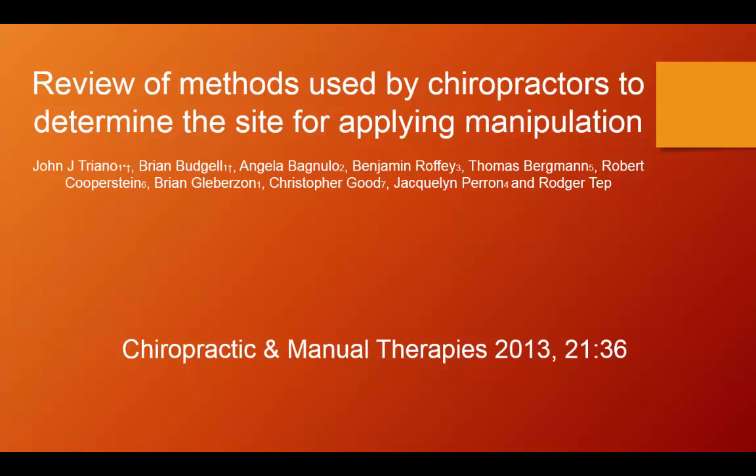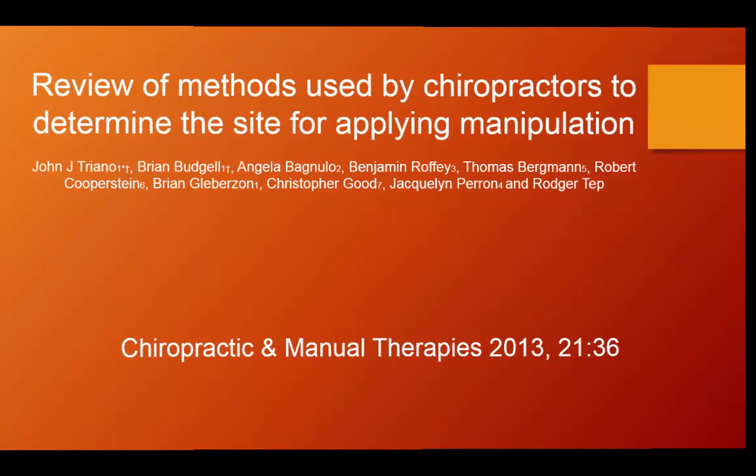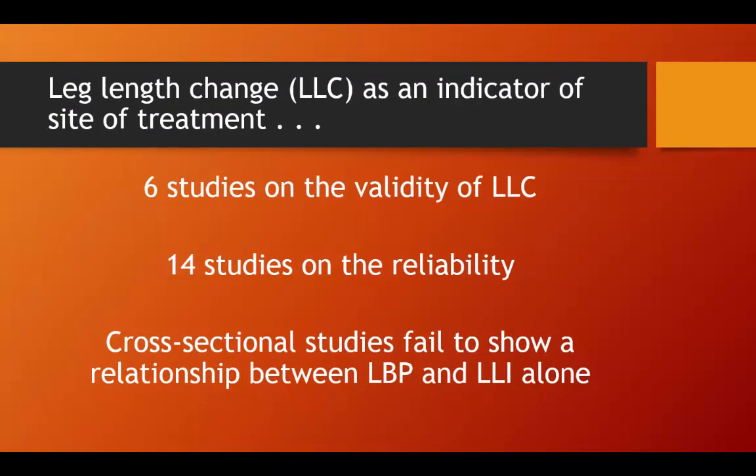Let's look at a publication about chiropractors' subluxation finding approaches. It's entitled Review of Methods Used by Chiropractors to Determine the Site for Applying Manipulation, published in Chiropractic and Manual Therapies in 2013. For leg length change as an indicator of site of treatment, there were 6 studies on the validity and 14 studies on reliability. They state that cross-sectional studies fail to show a relationship between low back pain and LLI alone.